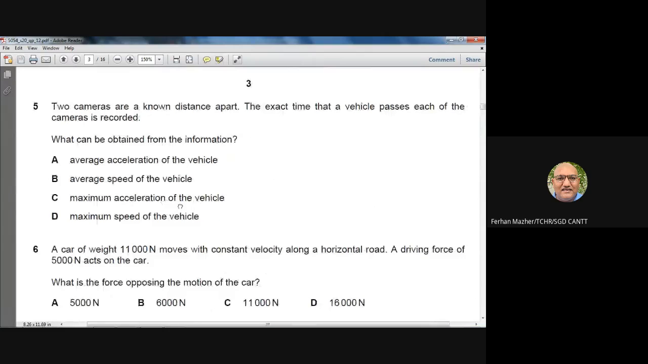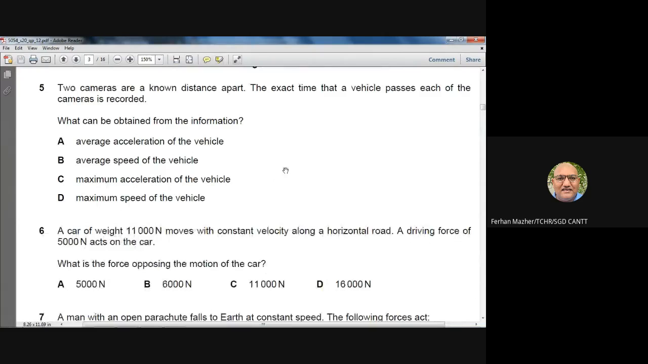Okay, question number 5 is on your screen. Two cameras are an unknown distance apart. The exact time that a vehicle passes each of the cameras is recorded. What can be obtained from the information? We know the exact distance between them, and the exact time when the vehicle crossed the first camera and the second camera is known. So from the known distance and known time, I can calculate the speed.